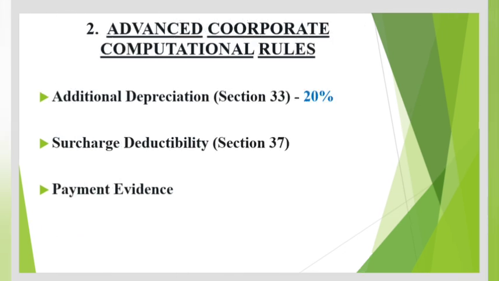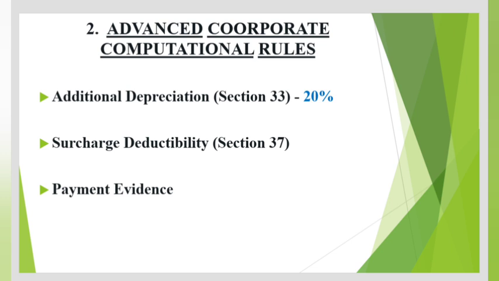Second, advanced corporate computational rules. The 2025 Act introduces stricter or clarified conditions for business deductions. Additional depreciation, Section 33. The conditions for claiming 20% additional depreciation on new machinery have been tightened. The asset must now be first put to use for business purposes.